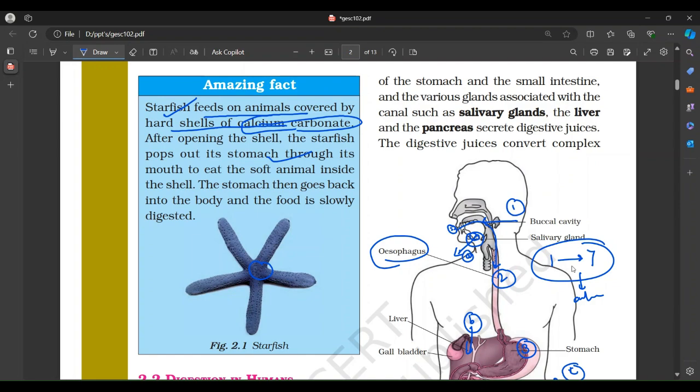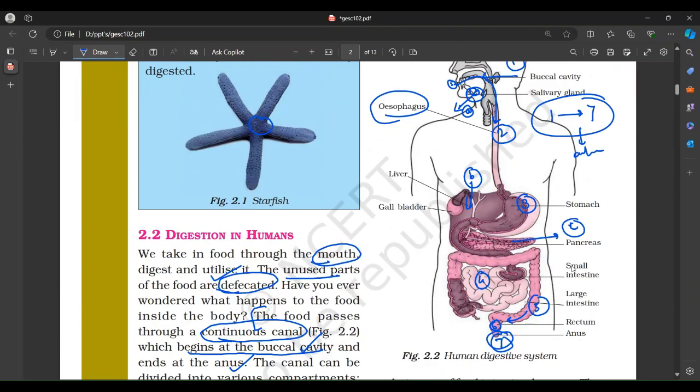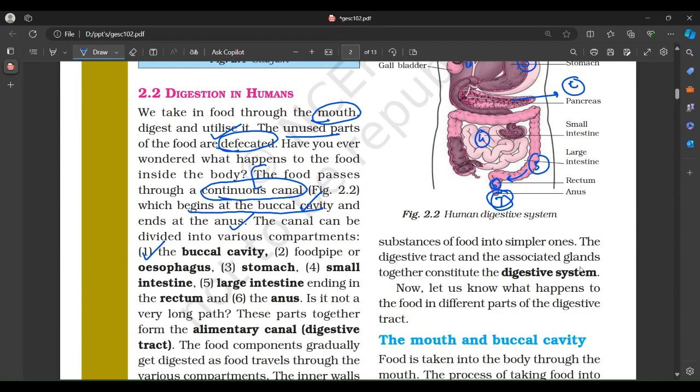As I just told you, we have to convert our complex food into a simple form. These juices help the food change from complex substances into simpler ones. The digestive tract and the associated glands together constitute the digestive system. The digestive organs alone are called the alimentary canal or digestive tract, but together with the glands we say digestive system.